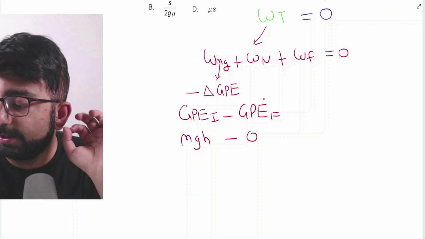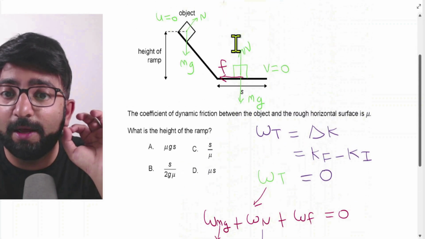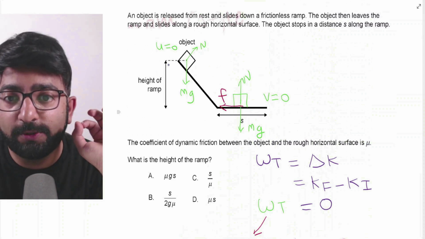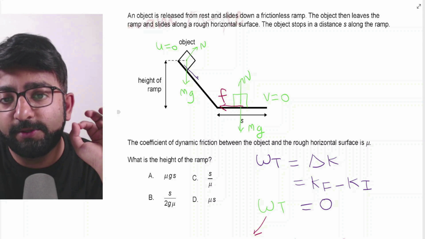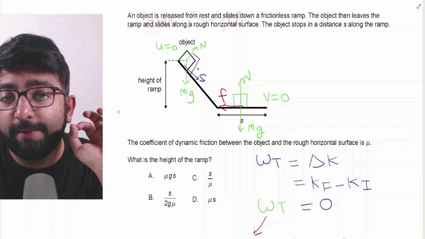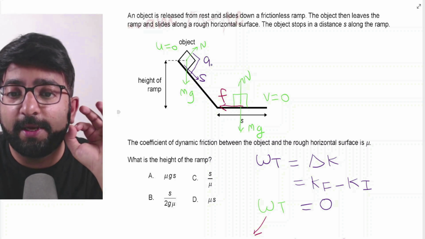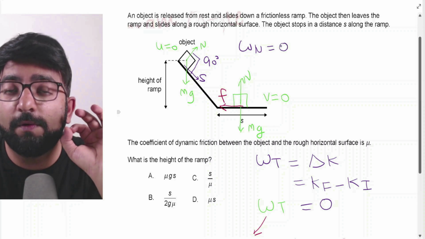Now for the normal reaction, work done by normal reaction is always zero because the angle between the normal reaction and the displacement is always 90. So in this case, let's say if I draw a tangent here, this will be the displacement. So the angle between normal reaction and displacement is always 90 degrees. And that is why we say work done by normal reaction is always zero.